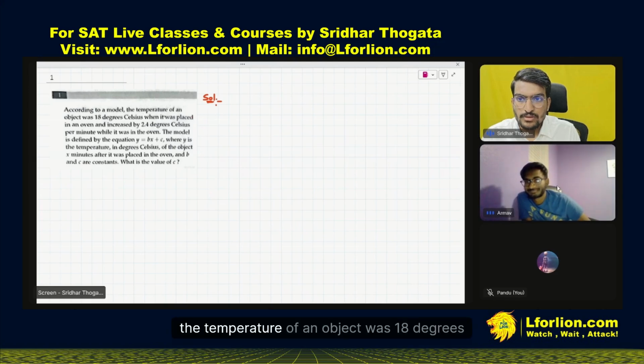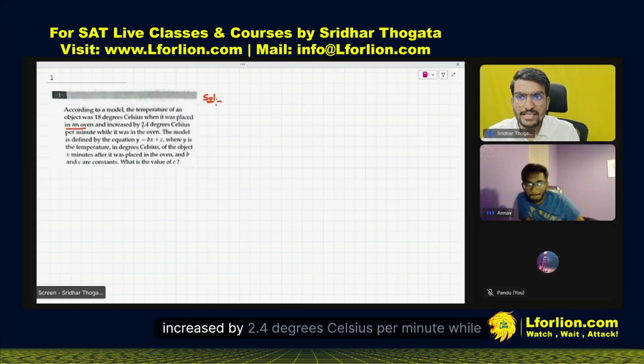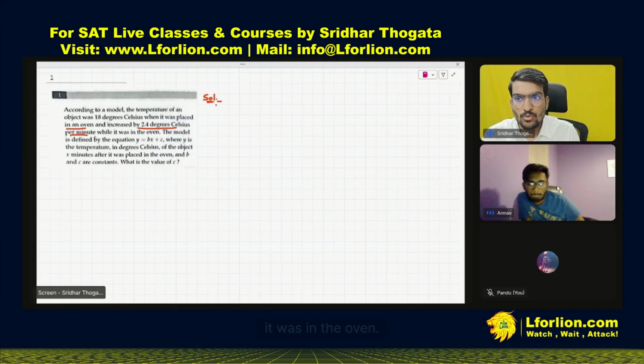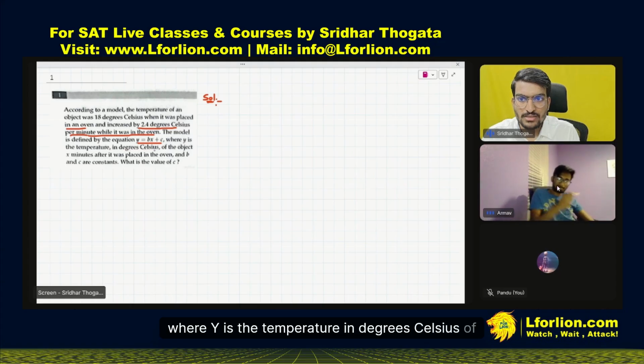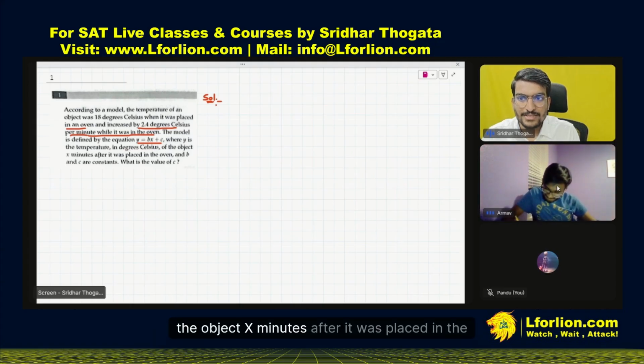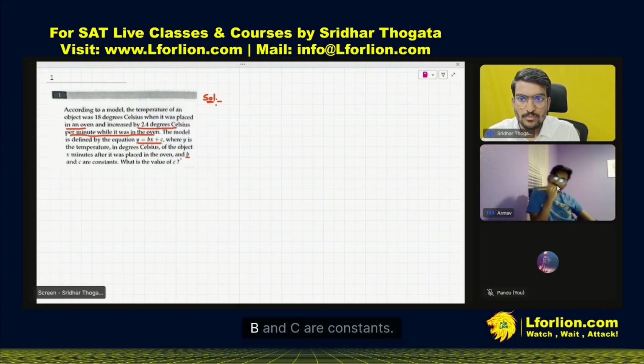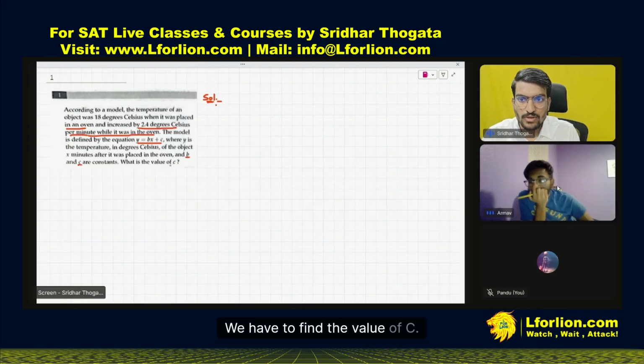According to a model, the temperature of an object was 18 degrees Celsius when it was placed in an oven and increased by 2.4 degrees Celsius per minute while it was in the oven. The model is defined by the equation y equals bx plus c, where y is the temperature in degrees Celsius of the object x minutes after it was placed in the oven. B and C are constants. We have to find the value of C.